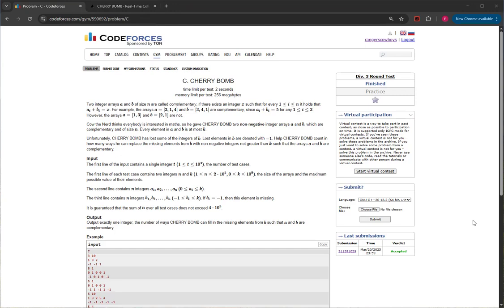Bomb two non-negative integer arrays A and B, which are complementary and of size n. Every element in A and B is at most k. So that's a very important fact. Each one is at most k. Unfortunately, Cherry Bomb has lost some of the integers of B, and lost elements of B are denoted with -1. Help Cherry Bomb count in how many ways he can replace the missing elements from B with non-negative integers not greater than k, so between 0 and k inclusive, such that the arrays A and B are complementary.